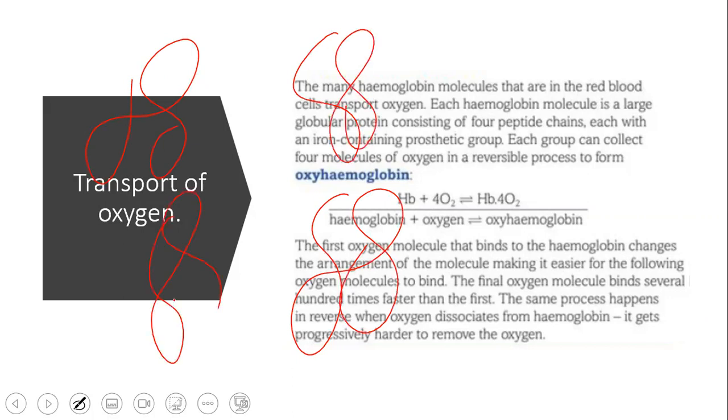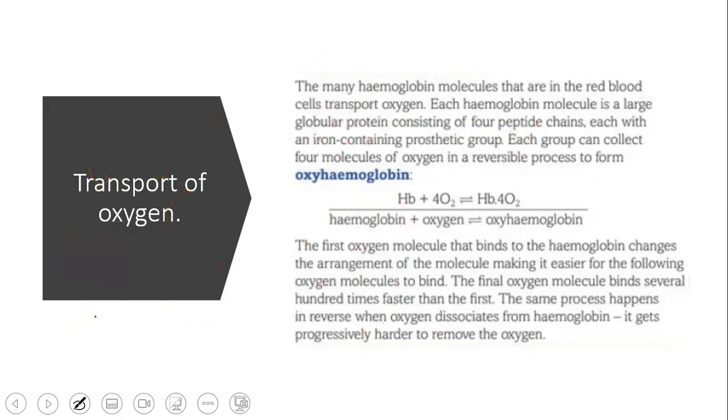And we know 2 of the chains are going to be your alpha chains, and 2 of the chains are known as beta chains. And on each chain, you are going to have your iron atom. One iron atom is going to bind to 1 molecule of oxygen. So since you have 4 iron atoms, one molecule of hemoglobin can carry 4 oxygen molecules. So hemoglobin has 4 chains and it has 4 iron atoms. That is why it is able to carry 4 oxygen molecules.